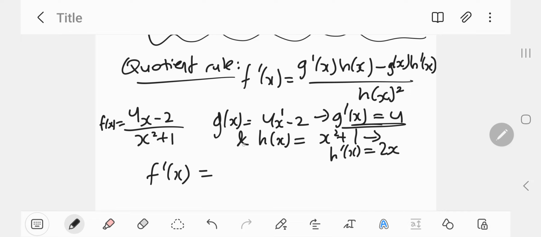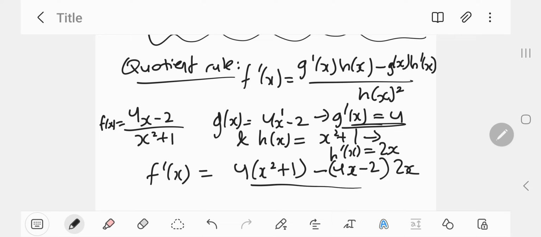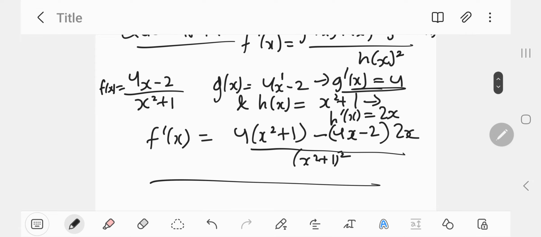So f dash x is equal to g dash of x, which we worked out, it's 4, times h of x, which is x squared plus 1, as we defined it, minus g of x, which is just 4x minus 2, making sure to put parentheses, times h dash of x, which is just 2x, all divided by h of x squared, which is just x squared plus 1 squared. Okay, you can leave it like that. That's the derivative of a function involving a quotient.